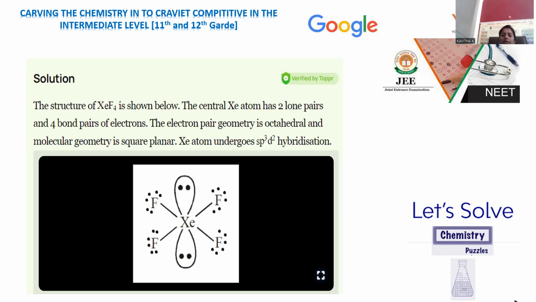Another molecule taken into consideration is xenon tetrafluoride. In xenon tetrafluoride, 4 bonds are there, but 2 lone pairs of electrons are there. The 4 bonds occupy the planar geometry, and the 2 axial positions are occupied by the lone pairs of electrons. This is simply called sp3d2 hybridization. sp3d2 hybridization accounts for the octahedral geometry and square planar shape. So it is not part of sp3 hybridization, it is part of sp3d2 hybridization, right?